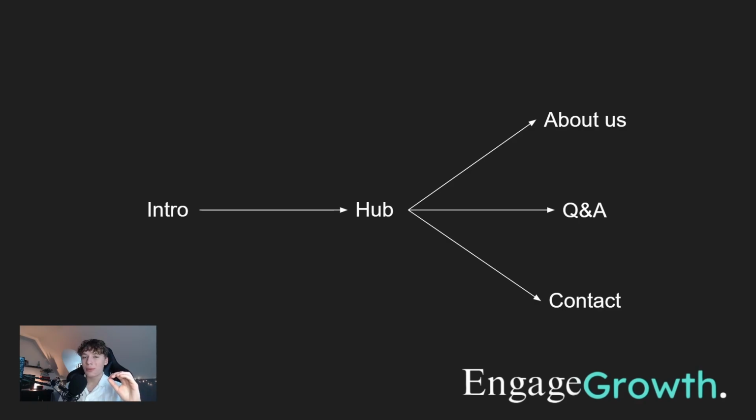We start with an intro where the bot says a standard greeting to the user and also tells the user what they can expect from their interaction. And then leading on to a hub where the bot will identify the customer's query. And then it has 3 different options: the About Us page, the Q&A section, and the Contact section. The About Us and Contact are quite self-explanatory, but the Q&A is where the user will be directed if they have any questions.